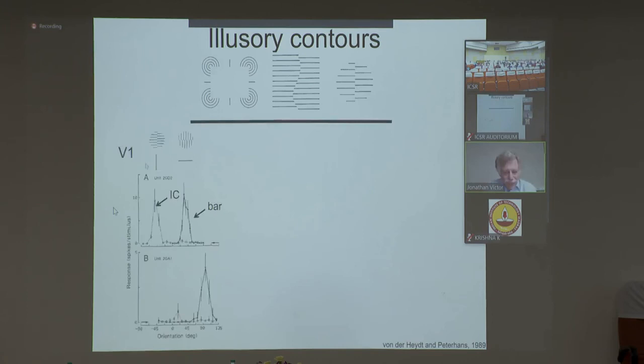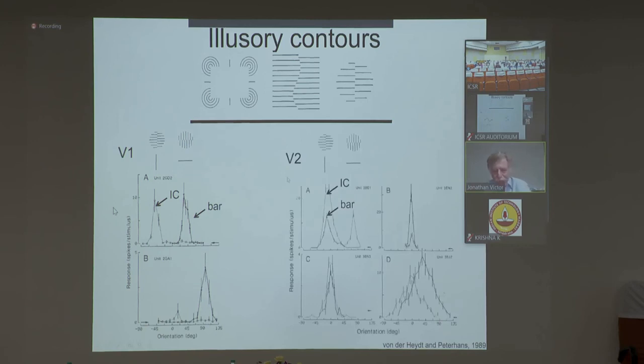So in V1, in primary visual cortex, in this study, the typical neuron responded to illusory contours with an orientation tuning at this particular orientation, but responded to real contours with an orientation tuning at this orientation. So this neuron, even though we perceive this stimulus as having a vertical orientation, the V1 neuron was only responding to the physical bars in it. So its orientation preference for this illusory contour was driven not by the illusory contour itself, but just by the actual bars. What was interesting is that when one goes to V2, one finds the opposite.